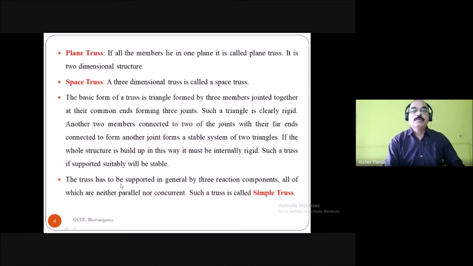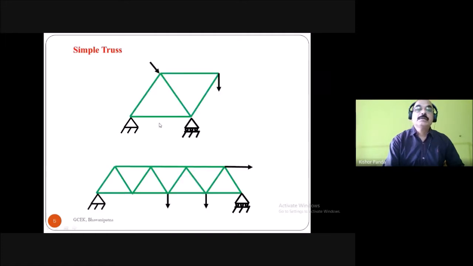From this definition, the truss has to be supported in general by three reaction components, all of which are neither parallel nor concurrent. Such a truss is called the simple truss. So this is neither parallel nor concurrent, and the basic form of a truss is the triangle. If you add the number of triangles, here this is one triangle, this is another triangle, this is one triangle. So this is also a simple truss.